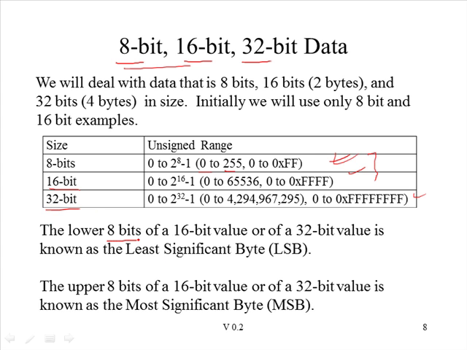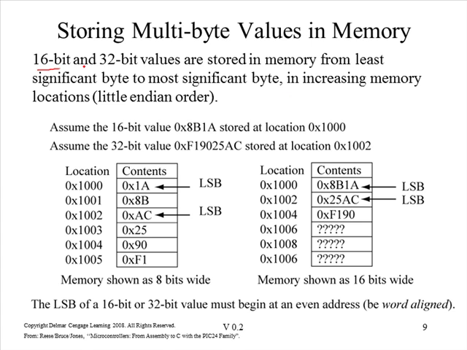The lower 8 bits of a 16-bit or 32-bit value is known as the least significant byte, while the upper 8 bits of a 16 or 32-bit value is known as the most significant byte. So how are 16-bit and 32-bit values stored in memory? This processor stores the bytes of these values in what's called little endian order, which means they're stored in memory from least significant byte to most significant byte in increasing memory locations.